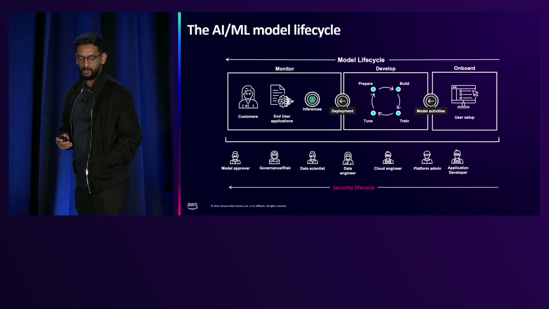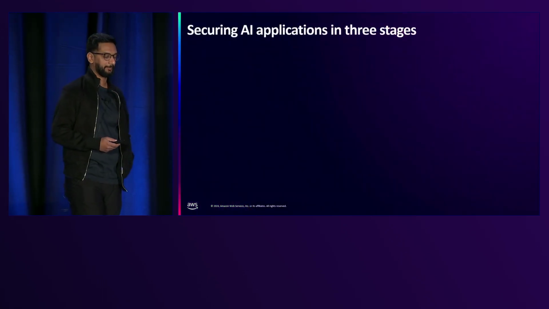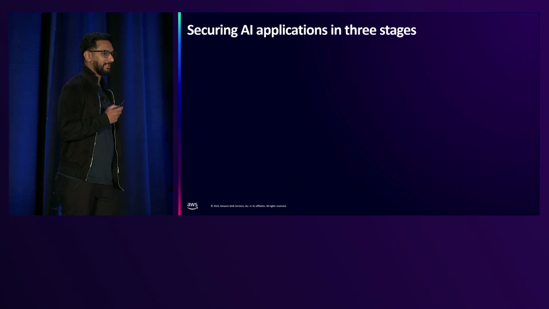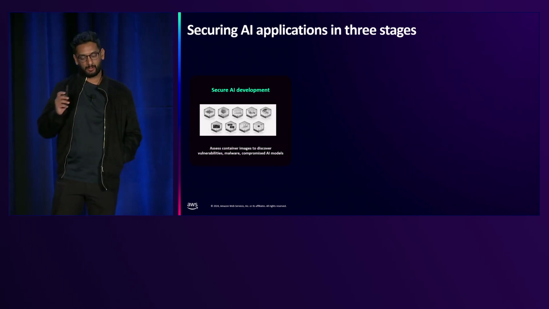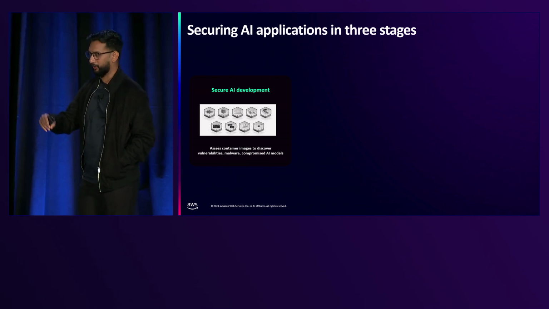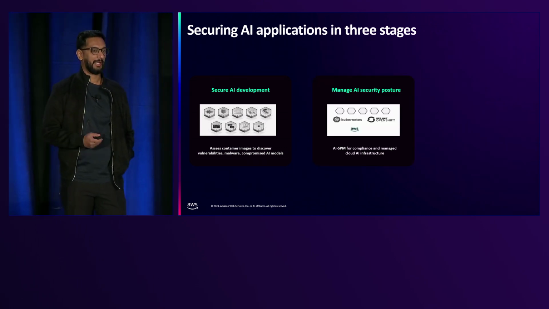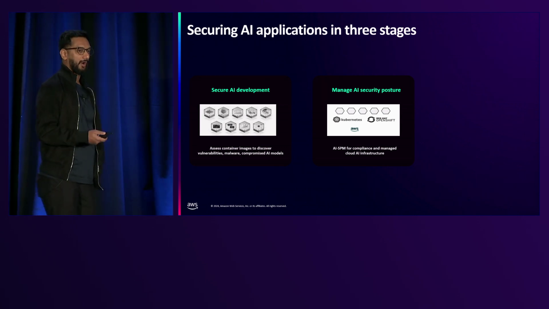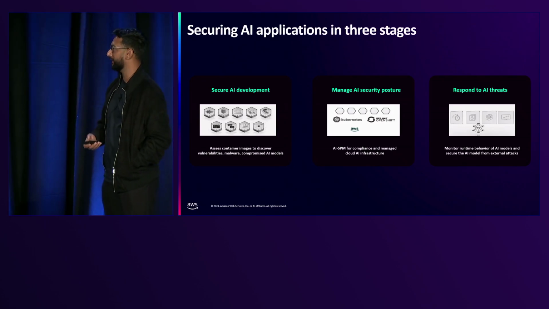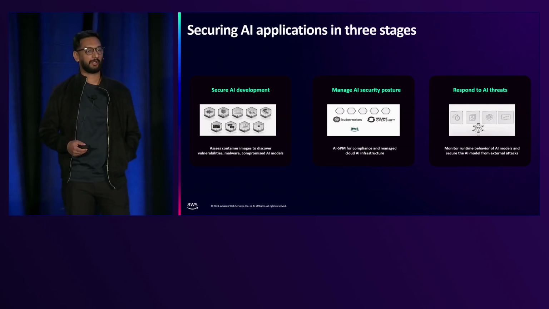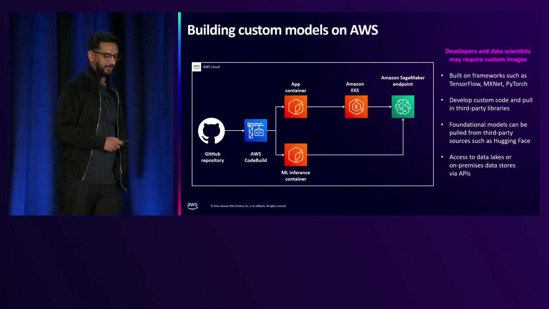So let's then start off with how we secure AI applications during development. Now, there are 3 typical stages in terms of securing AI models. I'll walk through all 3 and we'll concentrate on the first one. First off, you want to secure AI during development. You want to manage the posture of the application and the services that it runs on. And of course, monitor threats against it. So let's start with the AI development piece, like I mentioned.